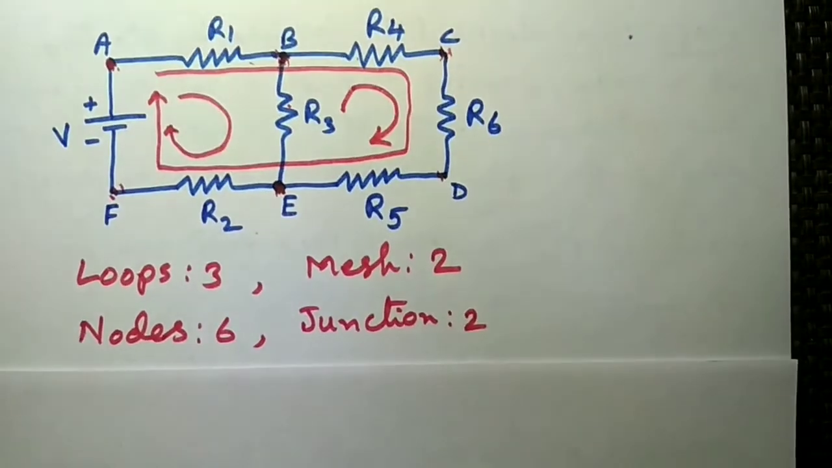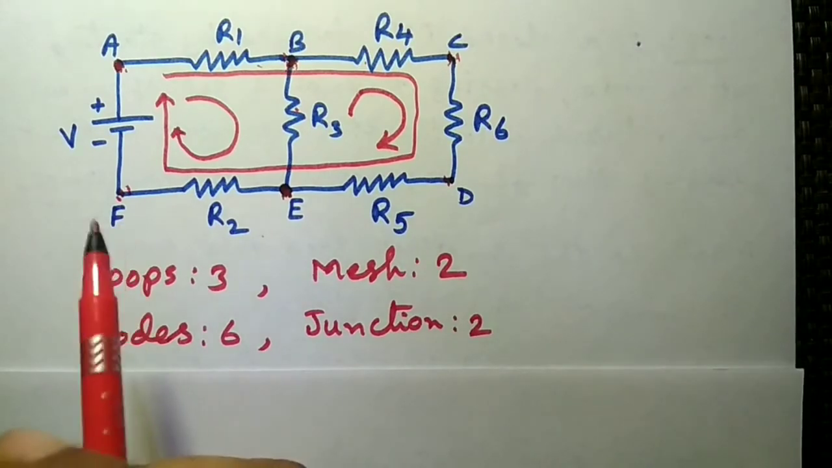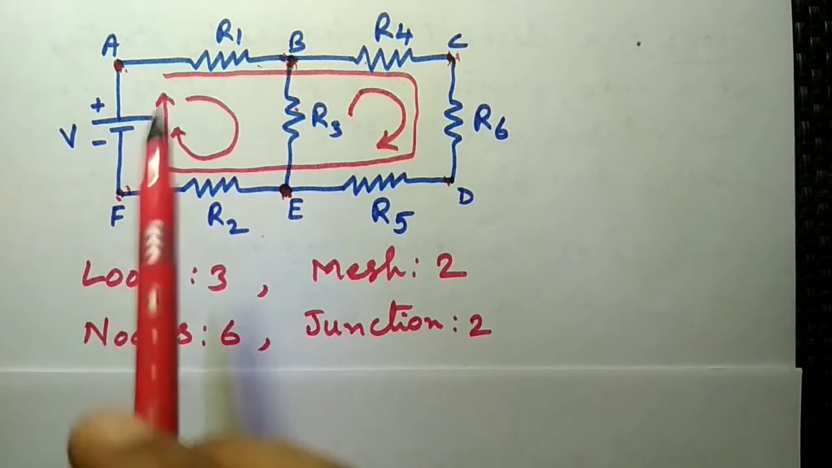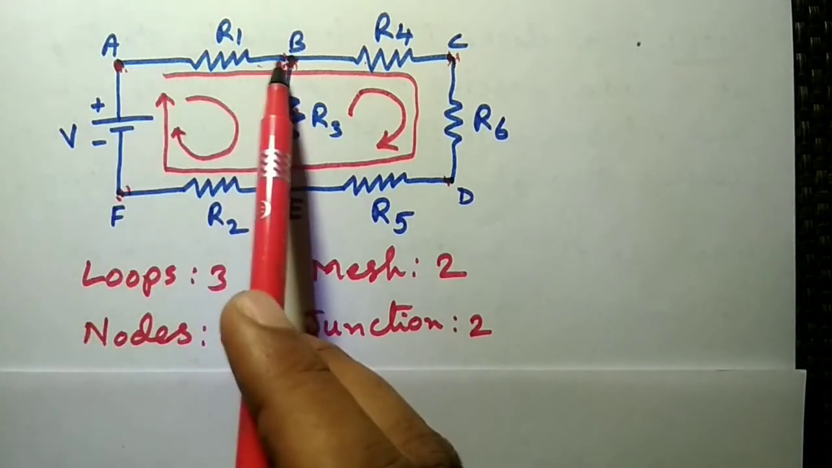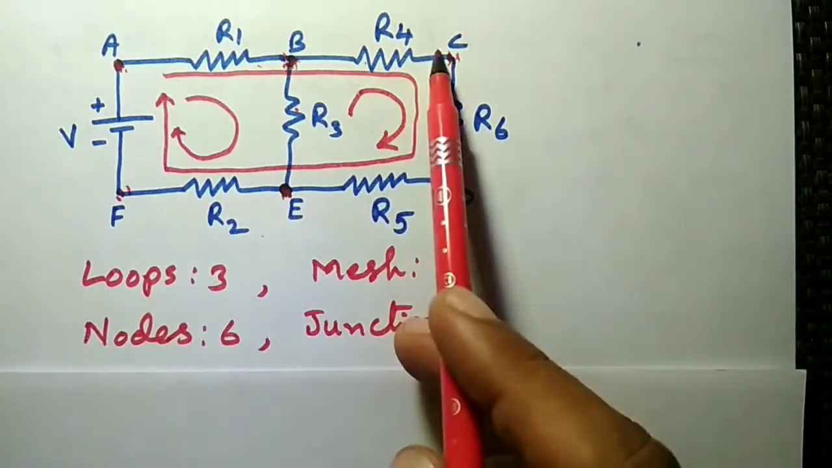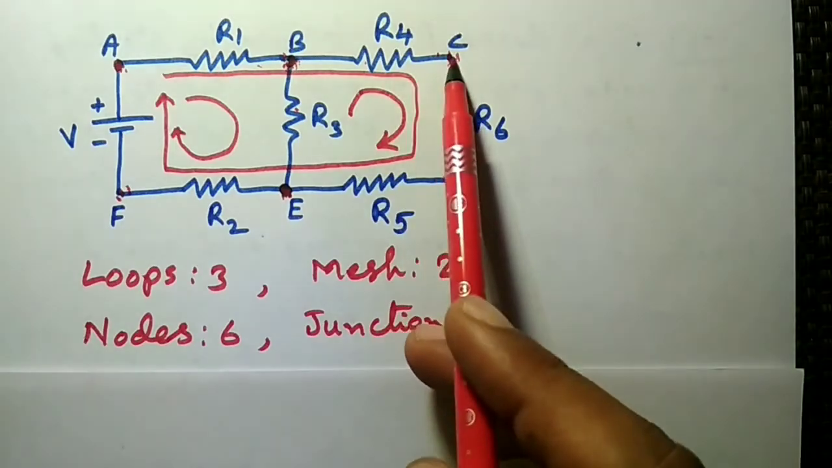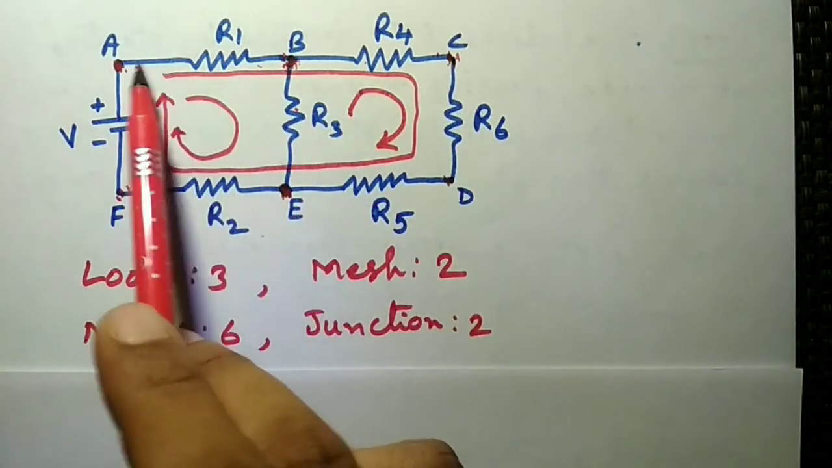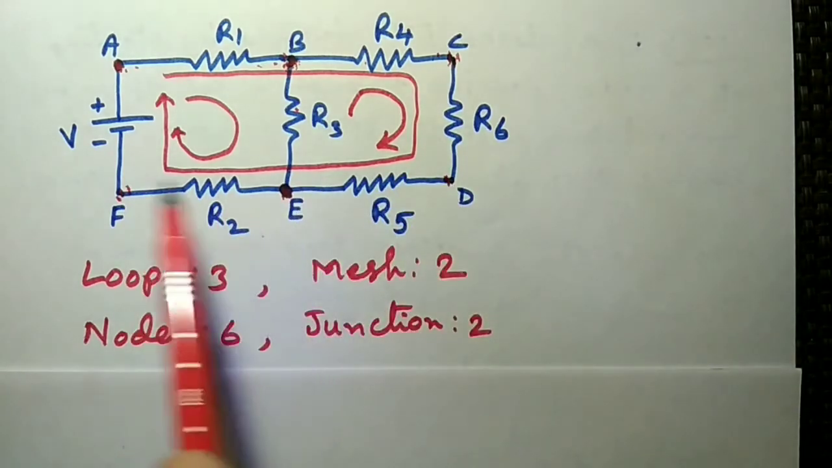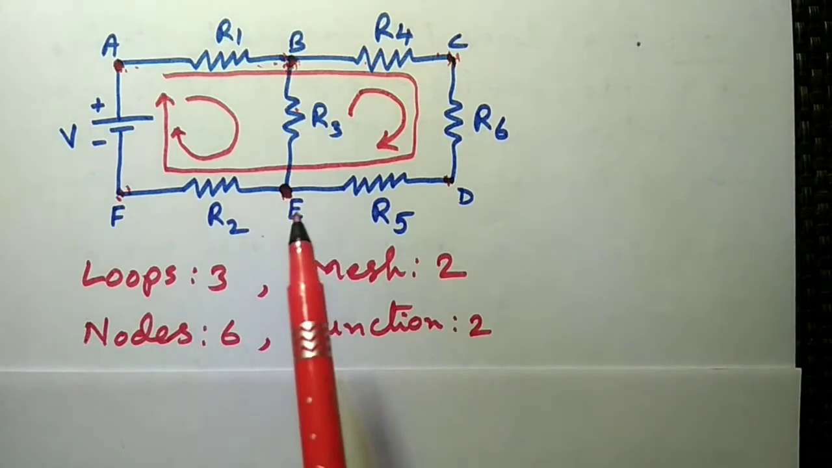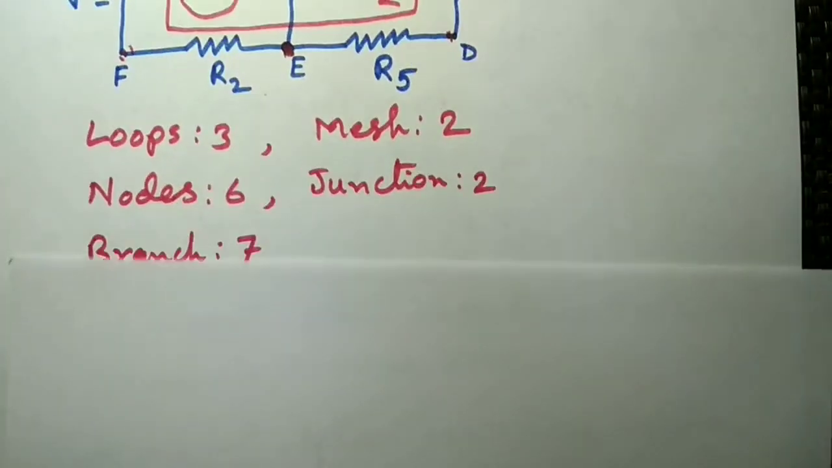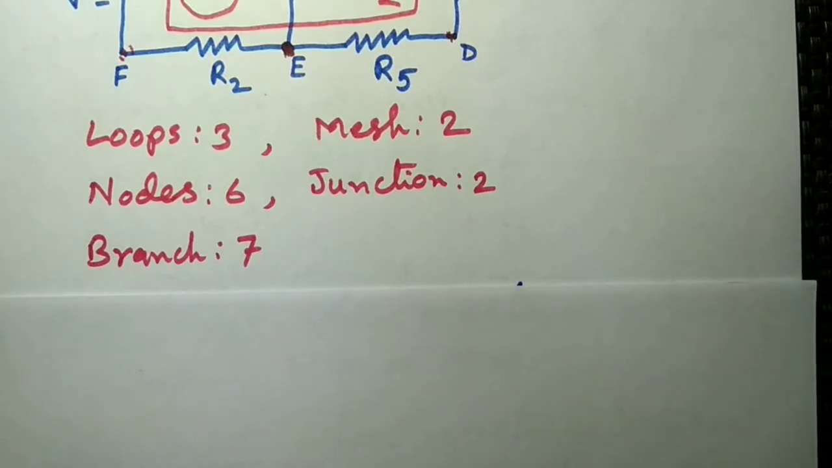Then the branch. A branch is a part between 2 nodes which should have at least one circuit element. So AB is considered as a branch because between A and B, R1 is the resistance. Similarly, between B and C, R4 is the resistance. So again, B and C is a branch. In this way, we have 1, 2, 3, 4, 5, 6 and 7. A total of 7 branches in this circuit.